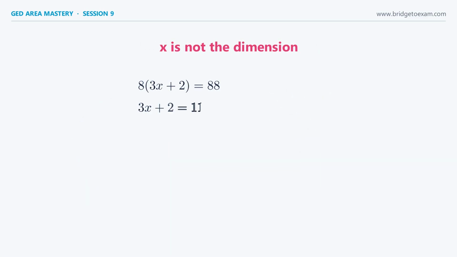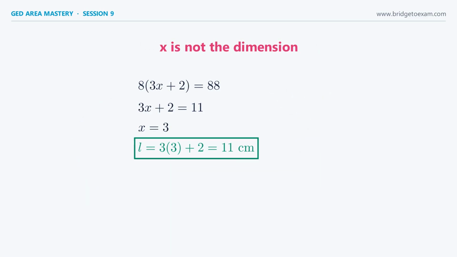Sometimes, the missing dimension is an expression. A favorite GED trap. A rectangle has area 88, width 8, and length 3x plus 2. So 8 times 3x plus 2 equals 88. Divide by 8. 3x plus 2 equals 11. So x equals 3. But stop. X is not the length. Substitute back. 3 times 3 plus 2 is 11.